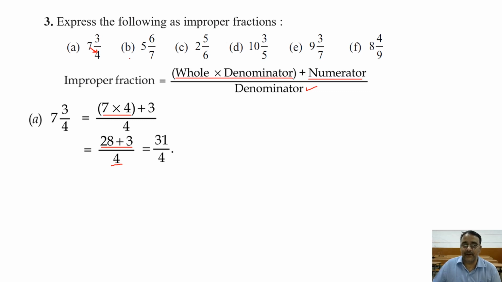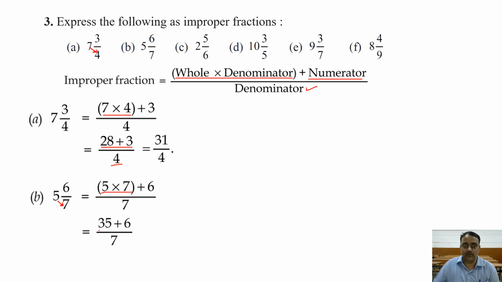Now we'll do the fifth B bit. 5 6 by 7. So 5 into 7 plus 6. 5 into 7 is 35 plus 6 by 7. So what is the final answer? 41 by 7. Very good, 41 by 7.